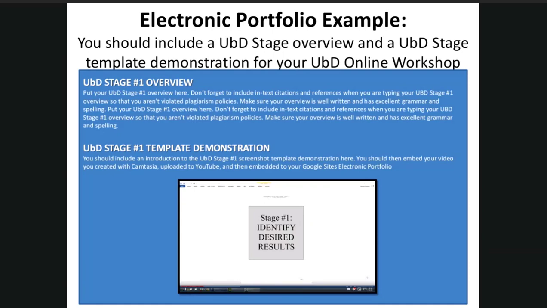So that's what the assignment is, and it's going to look something like this. Eventually you will post it into your electronic portfolio, where you'll start and say UBD stage 1 overview, and you'll have text where you provide a written overview, and then you're going to do a UBD stage 1 preview demonstration. That's what you're going to be using Camtasia for, where you actually post the YouTube video, and that's what I'll demonstrate there.